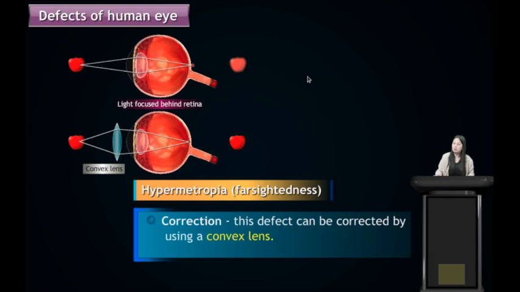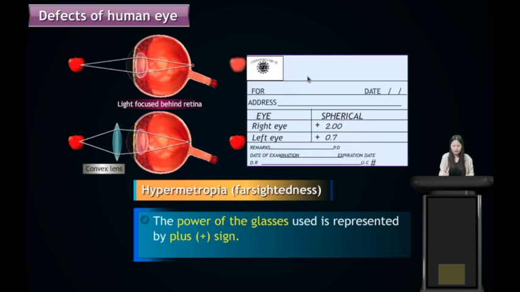Correction. Hypermetropia, this defect can be corrected by use of a convex lens, and the power of the glasses used is represented by a plus sign. So here we see the plus sign. This means that this lens is for correcting the hypermetropia defect.